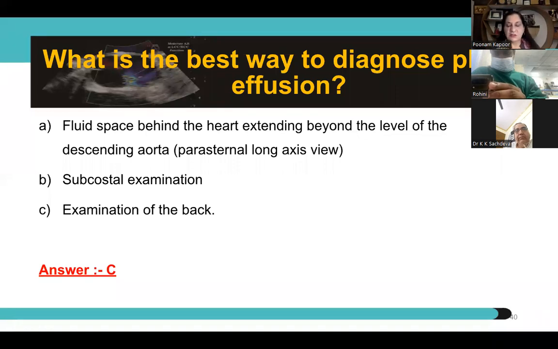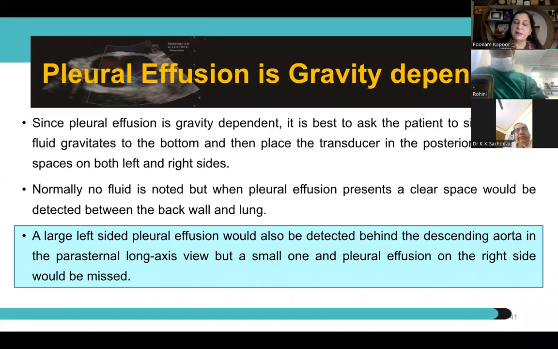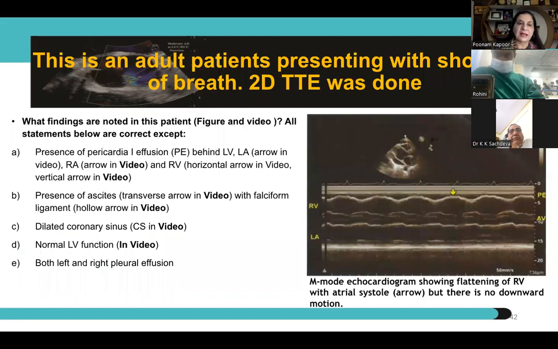Now, so what is the best way? The best way to diagnose a pleural effusion is to examine it from the back, because pleural effusion is gravity dependent. It can be detected behind the descending thoracic aorta in the long axis view, but only a small pleural effusion on the right side will be missed unless you move the transducer along the right kidney.